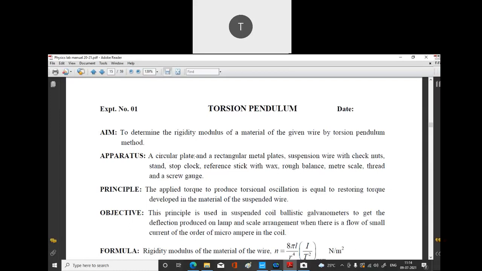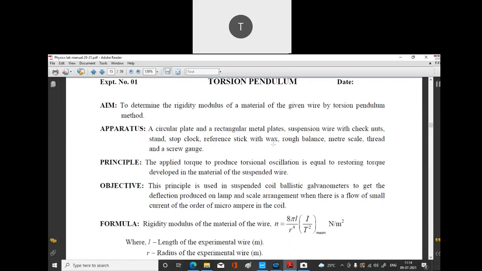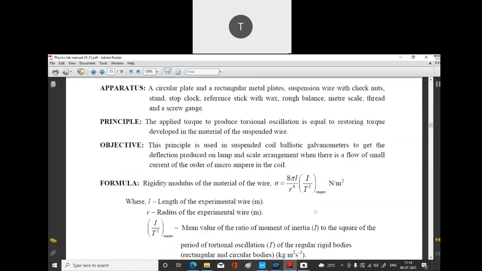Okay, in our case, the weight would be your plate. So we are going to have a circular plate, and also a rectangular or square plate. Then what happens? This plate would act as your weight, so that is to create your moment of inertia. If you apply the torque for your torsional oscillation, then there will be an equal and opposite restoring torque developed within the material, that is your stainless steel wire. So this would be the main principle for finding the rigidity modulus.